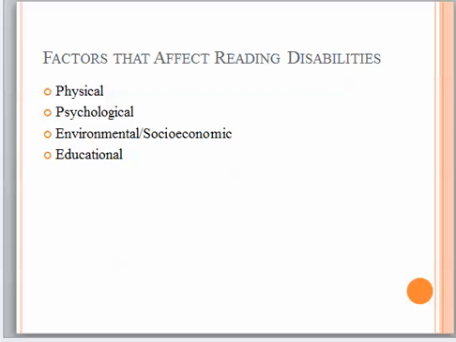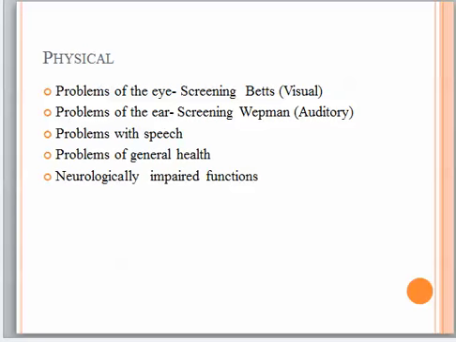There are different factors that may affect reading disabilities, and as mentioned previously, there is not just maybe one factor. There may be several of these in combination. There are physical factors, psychological factors, environmental or socioeconomic factors, and educational factors.